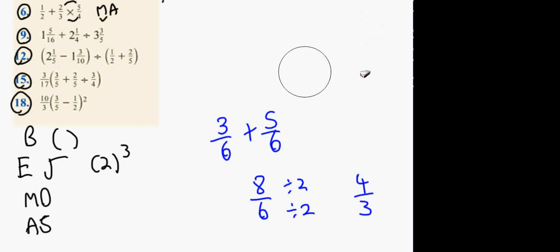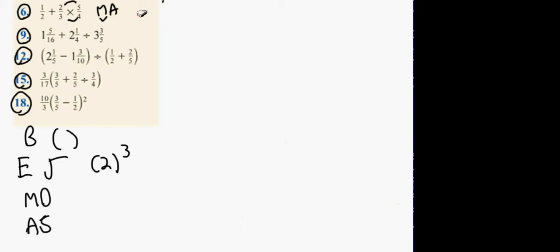Now, number 9. Number 9 is done the following way. In number 9, we have division and we have addition. The first thing I'd like everybody to do is to change them all into top-heavy fractions. So the first one, Orson, is the 1 and 5/16: 21 over 16. The next one, the 2 and a quarter, that's 9 over 4. The third one, the 3 and 3/5: 18 over 5.